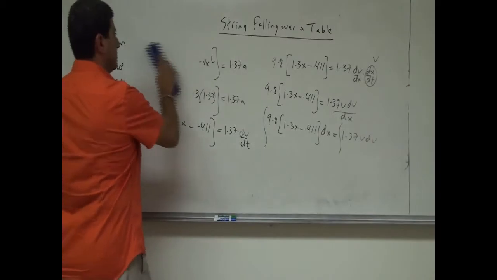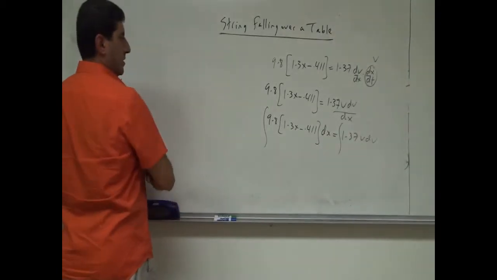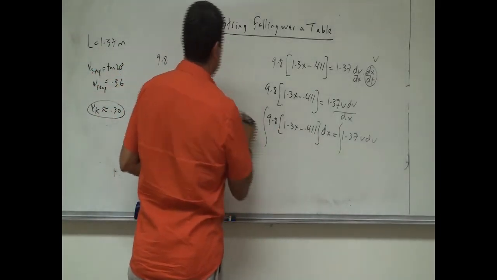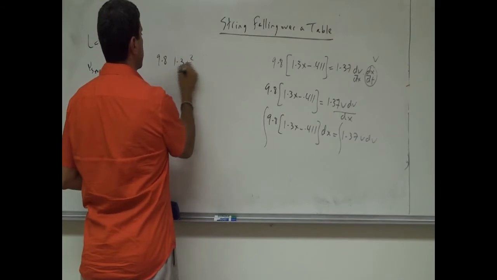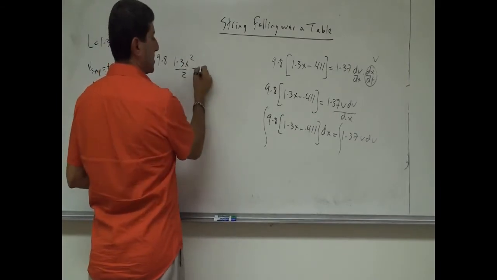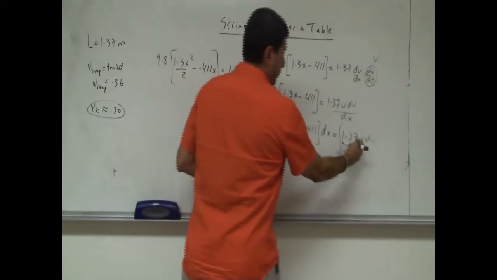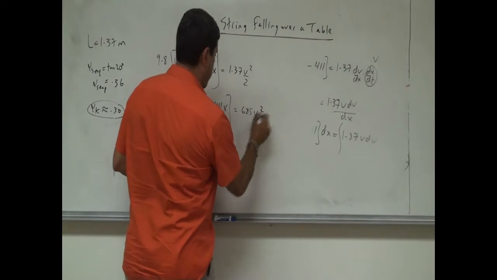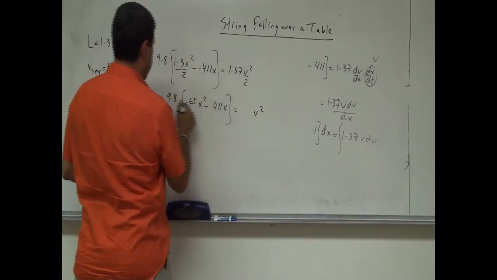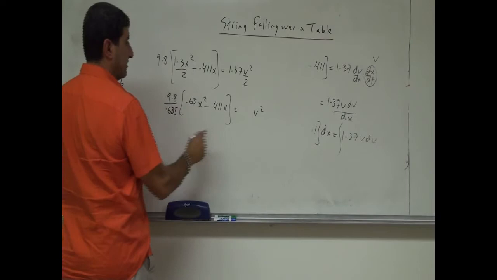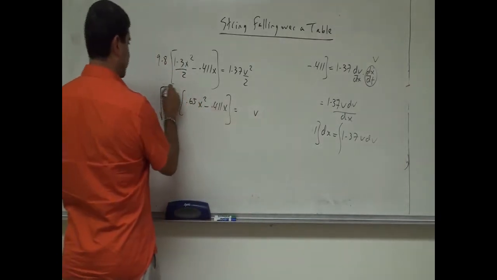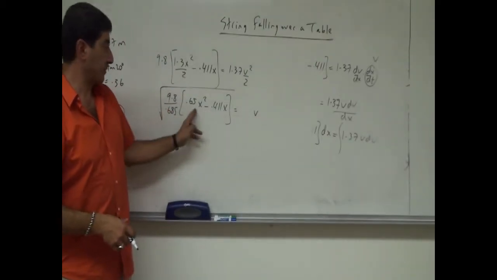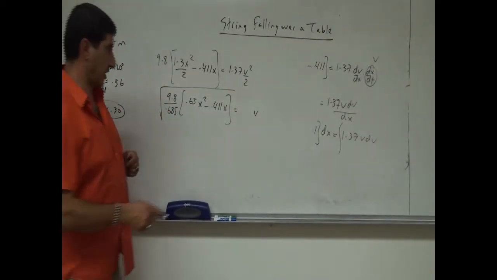So then I'm going to get 9.8, and then the integral of this, 1.3x dx, that's going to be 1.3x squared over 2, minus the constant term. The integral of v dv is v squared over 2. It's going to be 0.685 v squared. Then I can divide by 0.685 down here, and then take the square root of this whole thing. So this gives me a function of v with respect to x.